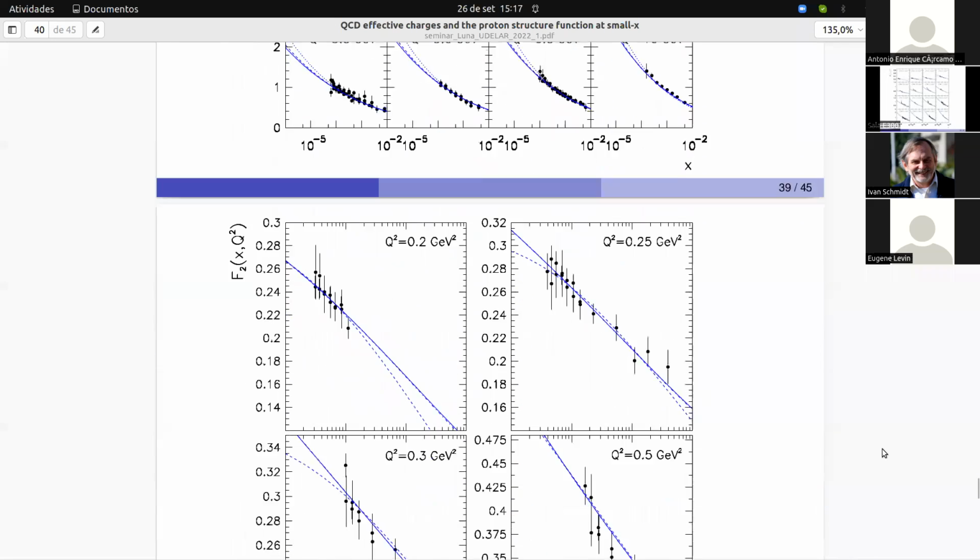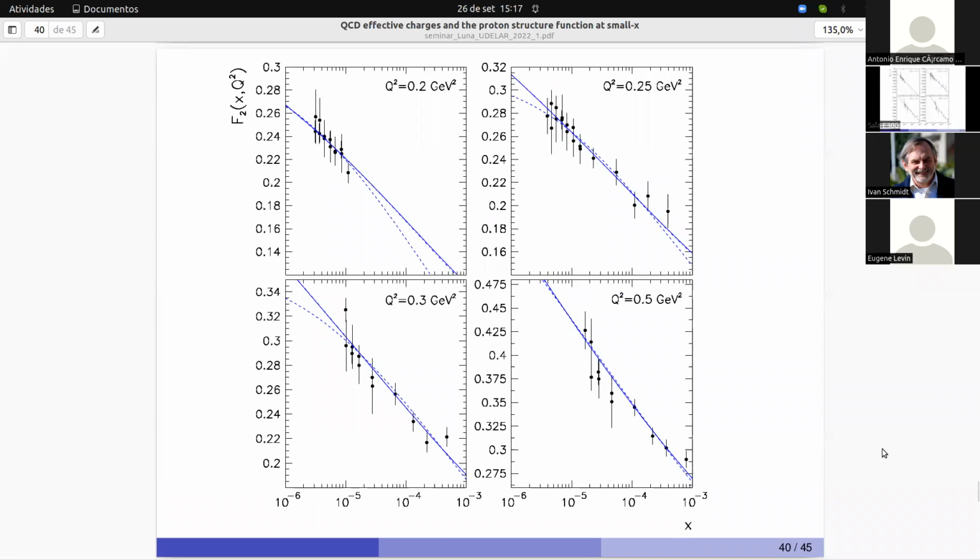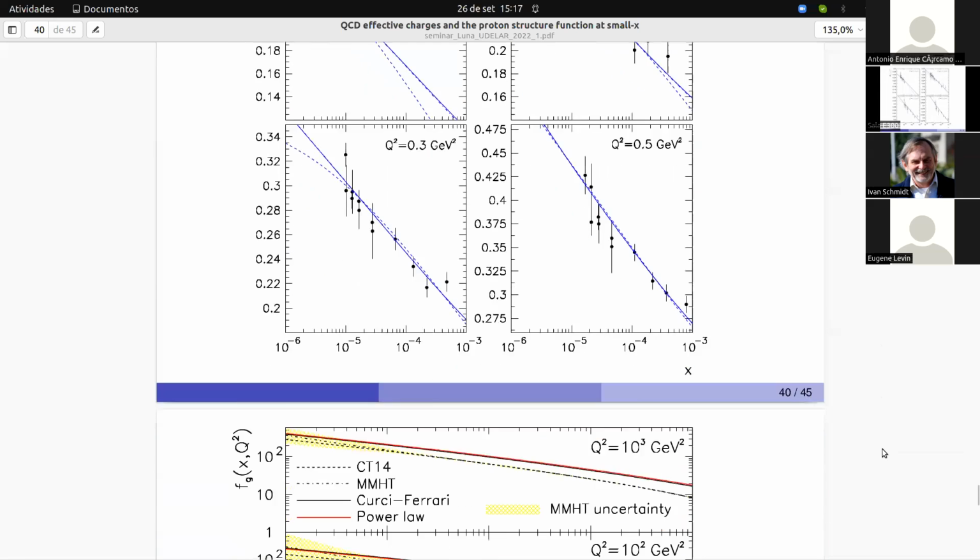Here is just the comparison between the three. These are the results for all the terms, twist 4 plus twist 6, but comparing the three dynamical masses. You see that, in fact, it is not possible to say which is the best behavior for the dynamical mass, because the three behaviors give a very good description of the data.